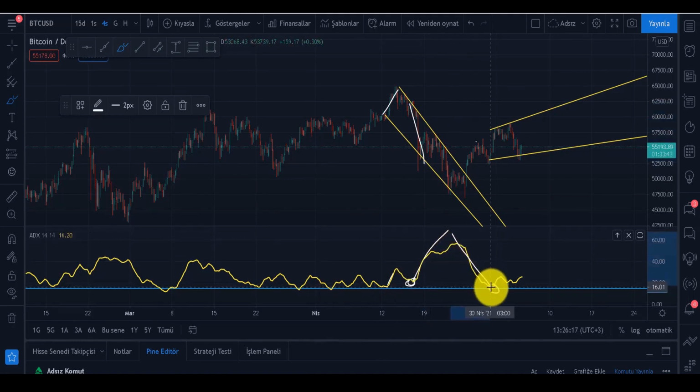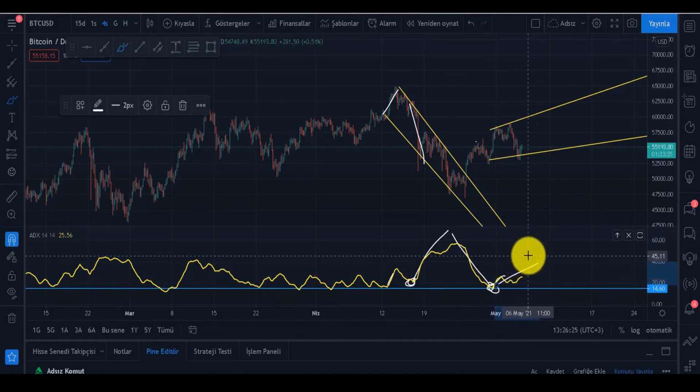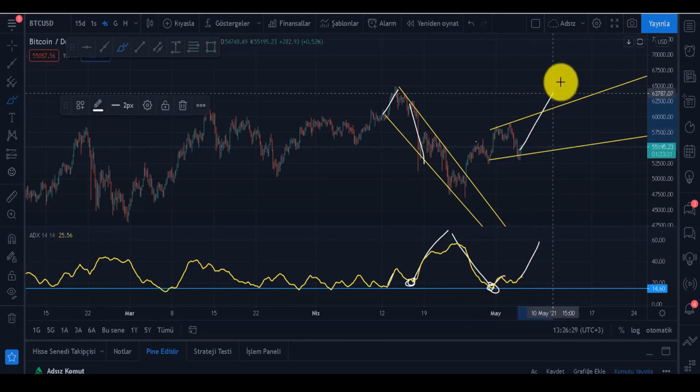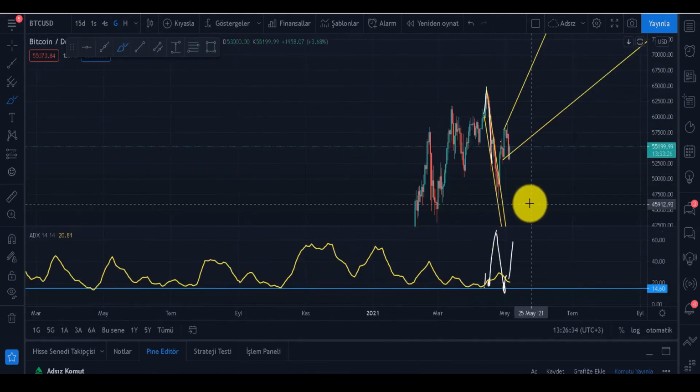Then it hits 15 again. But right now, for example, an upward trend has formed. After hitting 15, this time an upward trend has emerged. However, the upward trend is not gaining strength. If the average directional index ADX persists, this upward trend will strengthen. It will provide us with information about the strength of the trend. Now, let's view a daily chart.